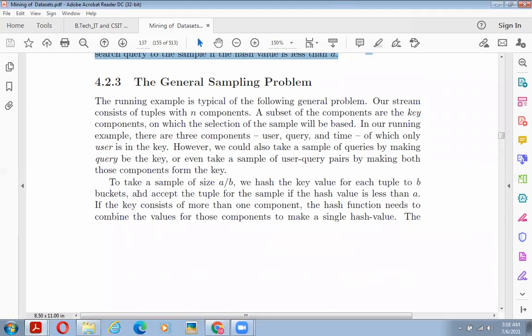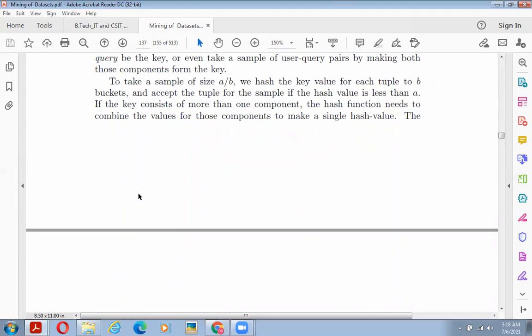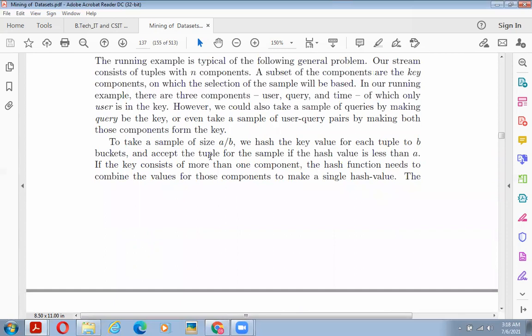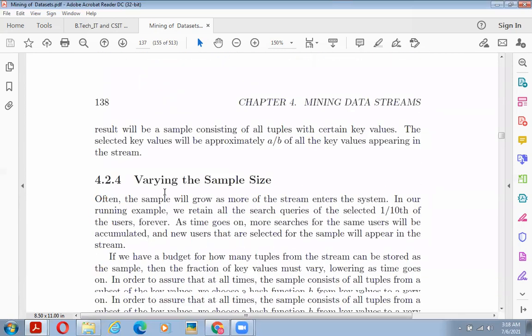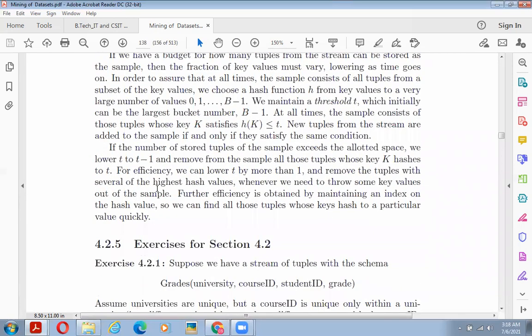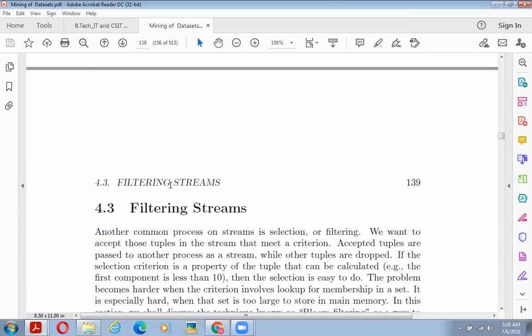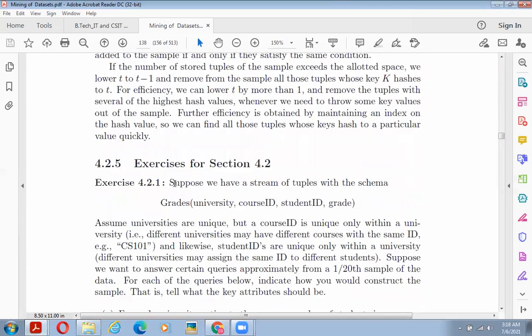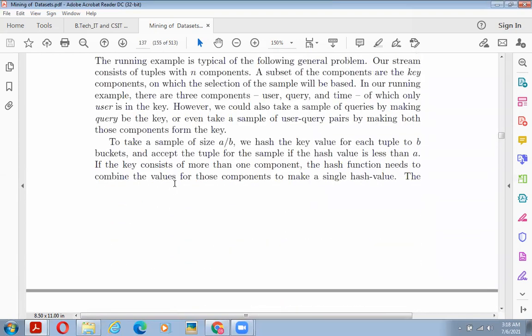Okay. Now let's move to the general sampling problem, or really the general sampling problem. It depends upon the size as well, which size of the sampling problems we understand.